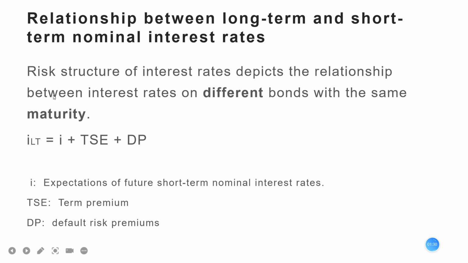And then the risk structure of interest rates. It depicts the relationship between interest rates on different bonds with the same maturity. The formula is: long-term nominal interest rate equals i plus TSE plus DP. So here, the DP is the default risk premium.